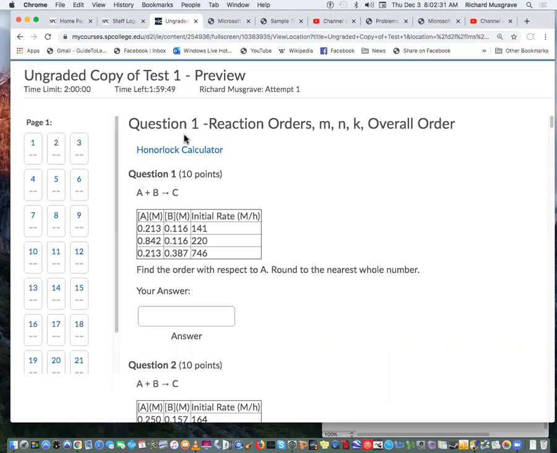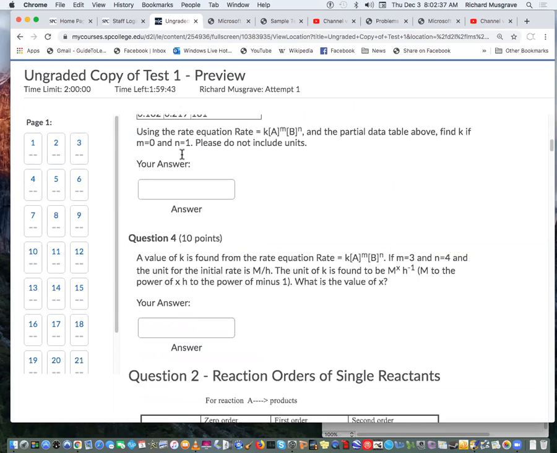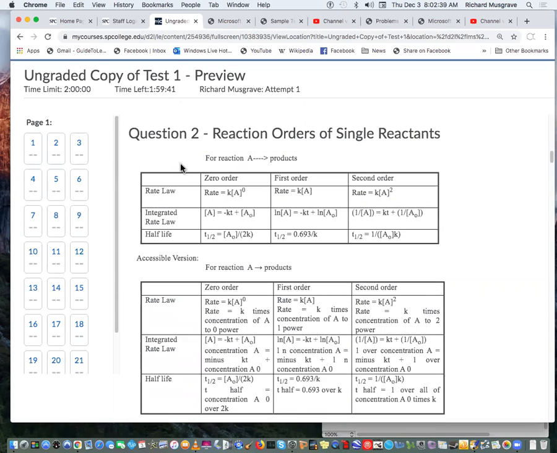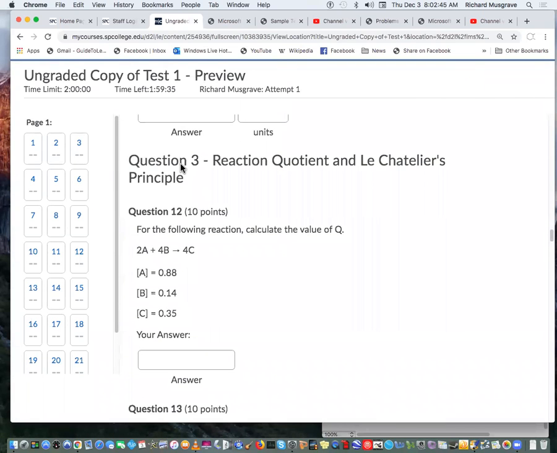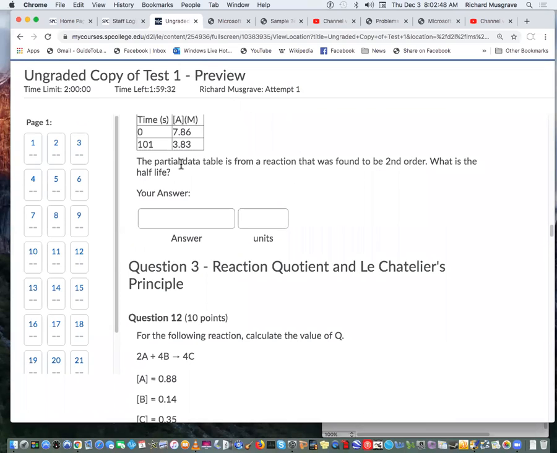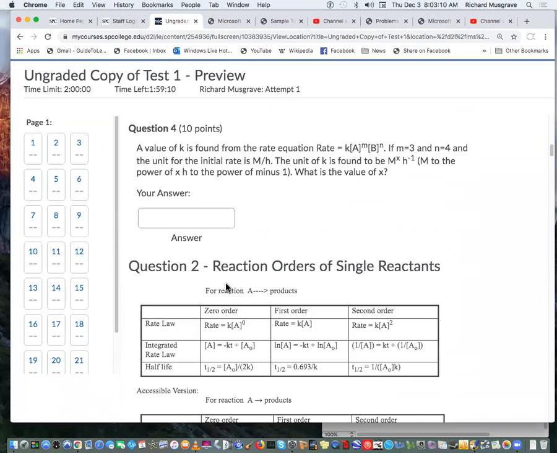These are question groupings. Like test 1 would be questions 1 through 4. This is another question grouping here, the reaction orders. And that's another question grouping there. So there'll be eight question groupings on the final from the 4 different tests that you took. The best way to practice for the final is to take these ungraded copies and to practice them. Does anybody have any questions?